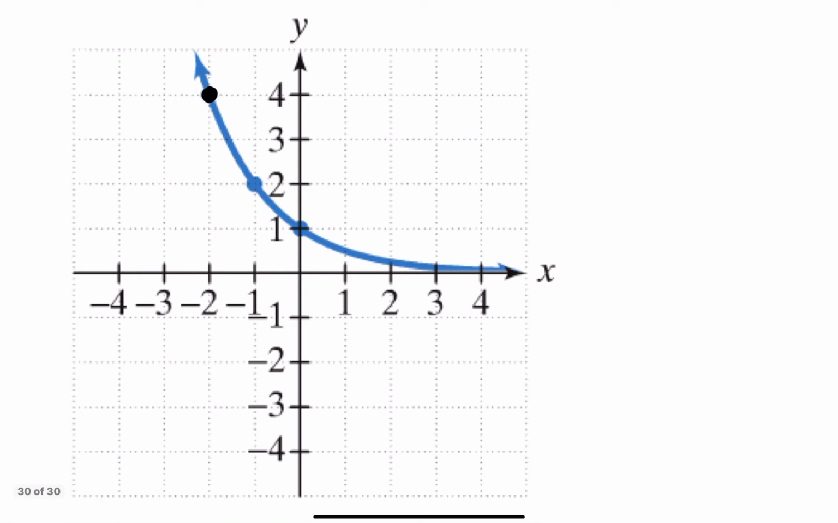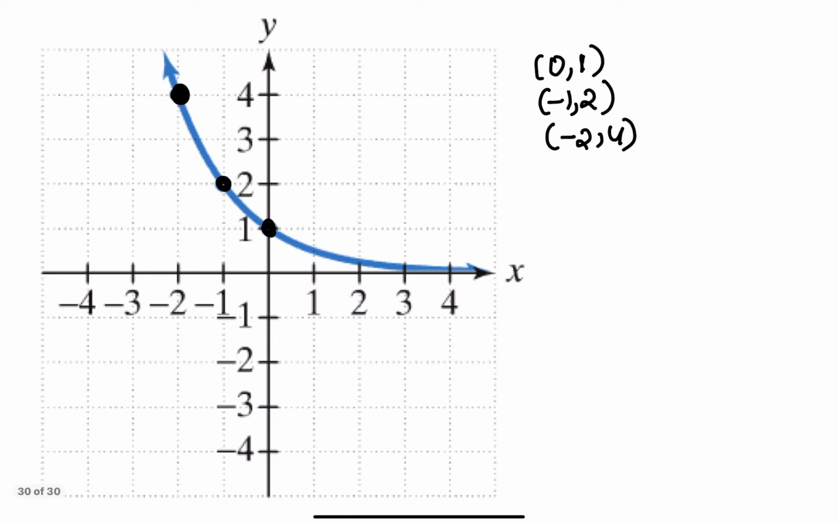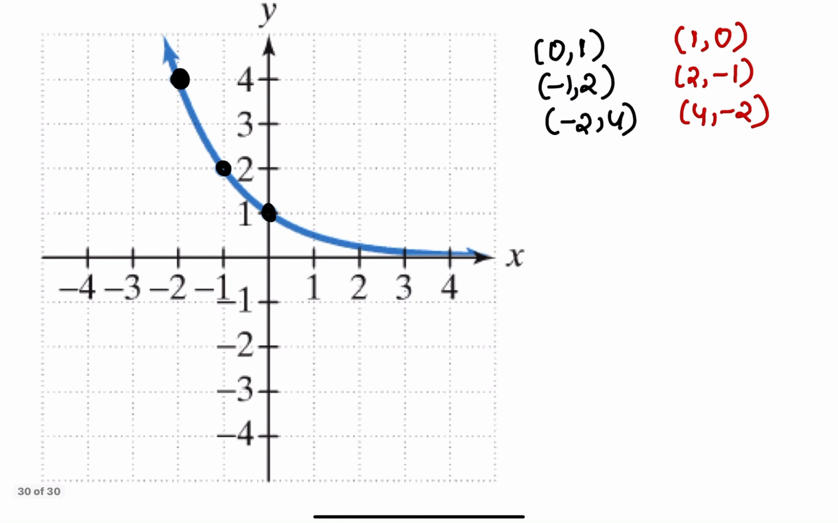When they give you points, it makes your life so much easier because all you have to do is write these down. What's my first point? This is 0, 1. What is this one? -1, 2. What is this one? -2 and 4. When I'm finding the inverse, my x becomes my y and my y becomes my x. Now let's go ahead and plot those. 1, 0. Very good. 2, -1. Very good. 4, -2. Very good.